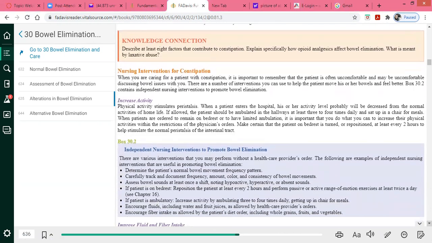And it talks about nursing interventions for a patient with constipation. What are some nursing interventions you can think of that can help prevent constipation? The book tells you to increase activity. Hey, you probably should move around a little more, do some exercise, to prevent constipation. Drink more fluids, if it's acceptable for you. Increase your fiber intake. We know fiber works as a bulk laxative.